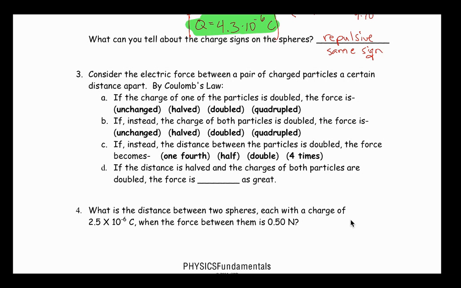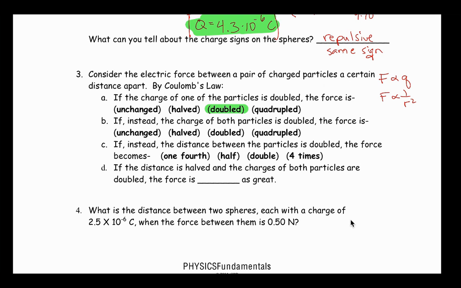All right. So now let's look at number 3. And number 3 doesn't have any real numbers. It's just qualitatively looking at the relationship. Remember what we said here is that force is proportional to charge, and force is proportional to the inverse of the distance squared. So, A, if the charge of one of the particles is doubled, what happens to the force? Well, force and charge are directly related. So whatever happens to charge, the same thing happens to force. So doubling one of the charges would double the force.